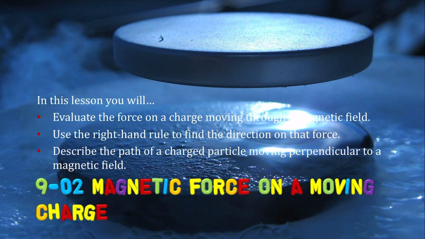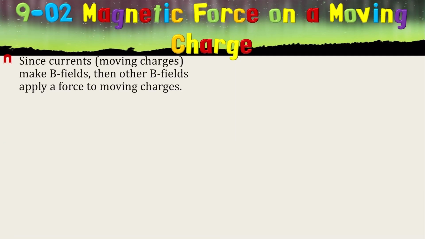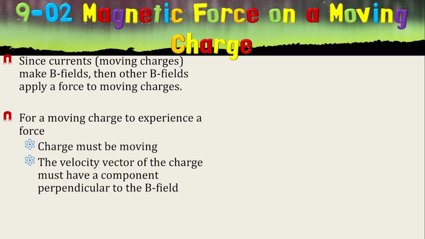Lesson 9.2, Magnetic Force on a Moving Charge. Since currents, which are moving charges, make magnetic fields, then other magnetic fields apply a force to moving charges. For a moving charge to experience a force, the charge must be moving, and the velocity vector of the charge must have a component perpendicular to the magnetic field.